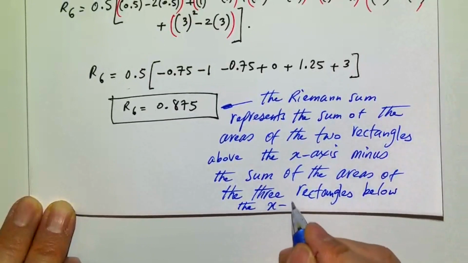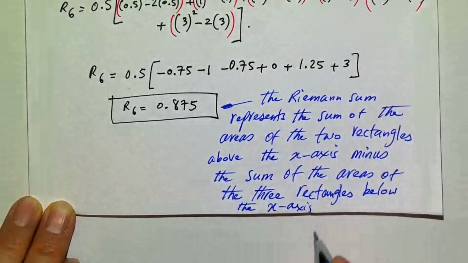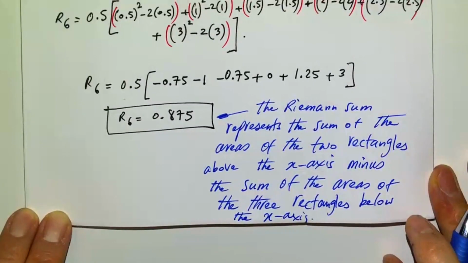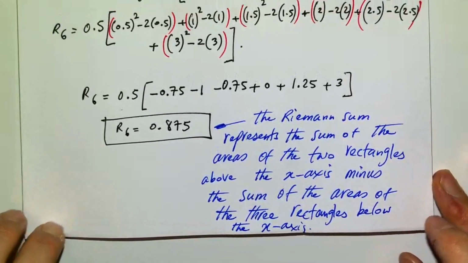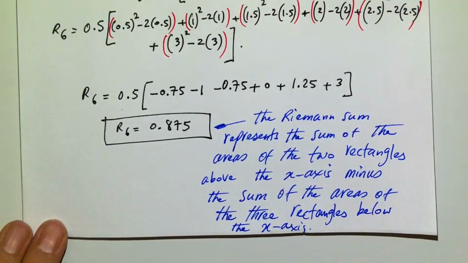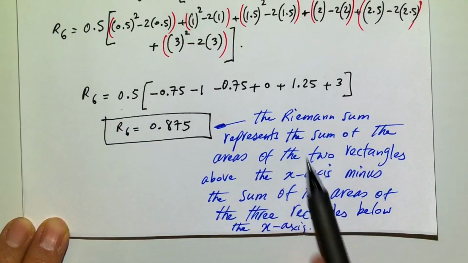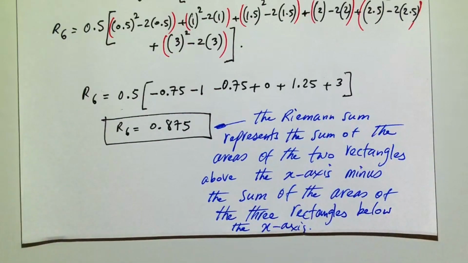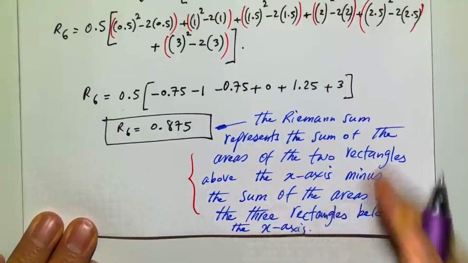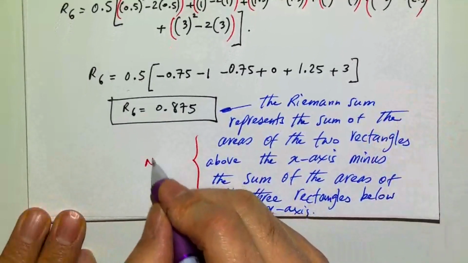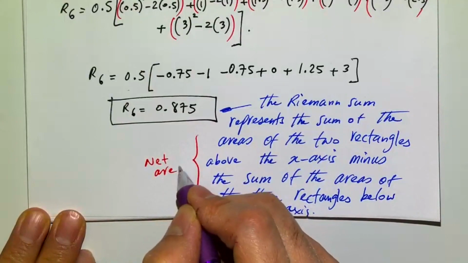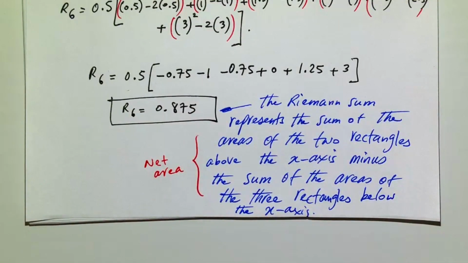Okay, so that's basically what it represents. It is the net area, right? The sum of what I've just described is the net area. So this is the net area.